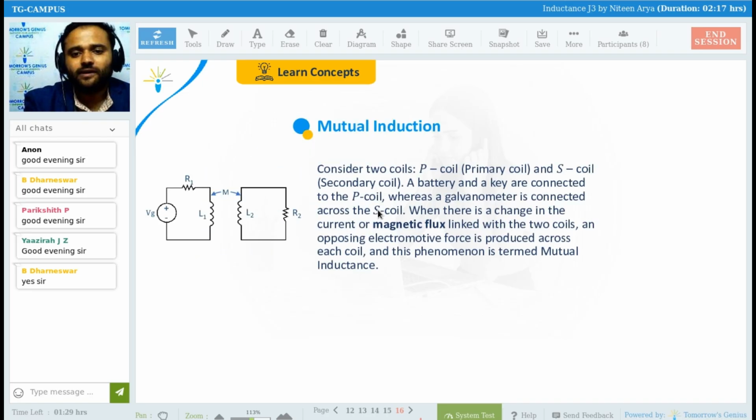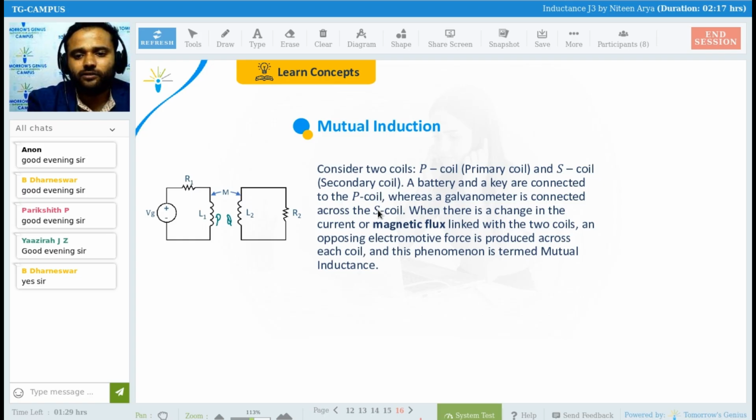First of all, consider two coils, this one coil and this other coil. P coil is the primary coil and S coil is the secondary coil. A battery and a key are connected to the P coil. As you can see, instead of L1, L2, you can write P and Q. This is your P, this one is your Q. A battery and a key are connected to the P. Whereas a galvanometer is connected to the S coil.